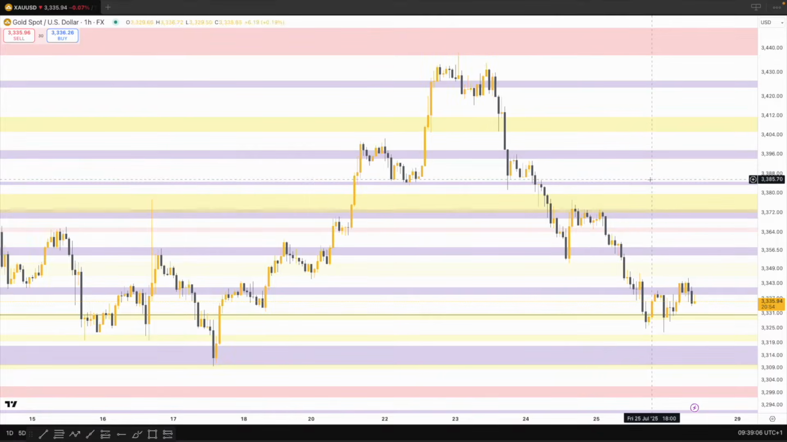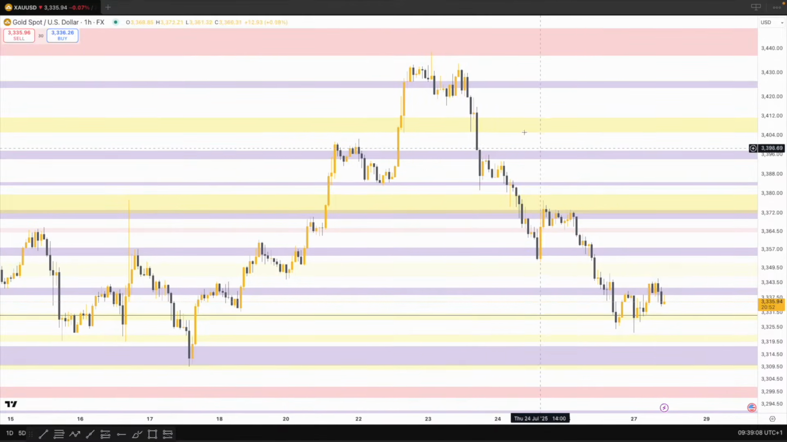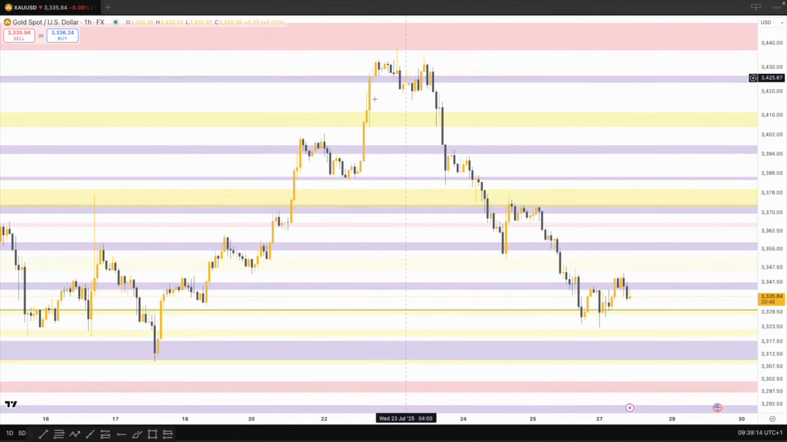So going over what happened last week, so sort of a post-week market review included with the start of week. As you can see, since market open, price has been bearish. Obviously we did have that initial push up. However, price has been bearish since Wednesday.